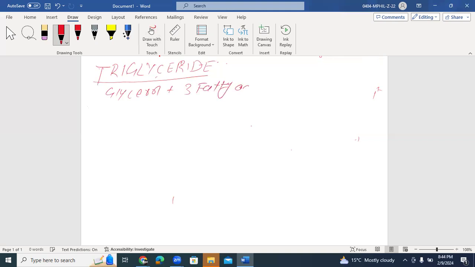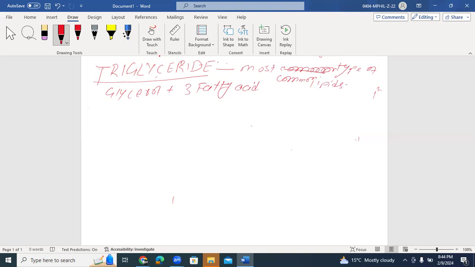fatty acids. Why are we studying this? Because it is the most common type of lipids. Triglyceride is the most common type of lipids. It's the most common type of lipids.